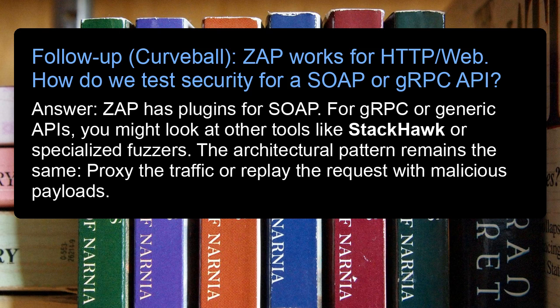Follow-up curveball. ZAP works for HTTP/web. How do we test security for SOAP or gRPC APIs? Answer: ZAP has plugins for SOAP. For gRPC or generic APIs, you might look at other tools like StackHawk or specialized fuzzers. The architectural pattern remains the same: proxy the traffic or replay the request with malicious payloads.